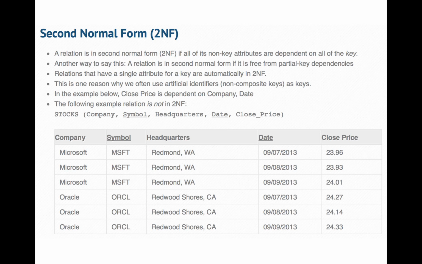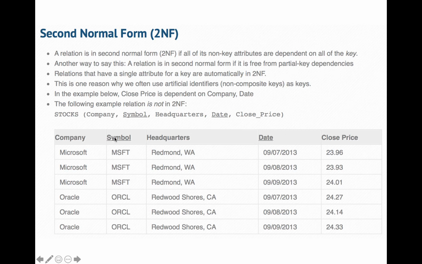Now let's look at the second normal form. First of all, it has to be in the first normal form. A relation is in the second normal form if all of its non-key attributes are dependent on all of the key. Another way to say that is that a relation is in second normal form if it is free from partial key dependencies. So we want the attributes to depend on the primary key.